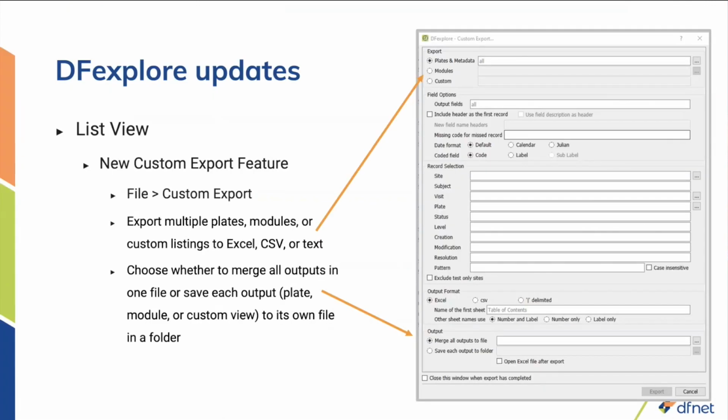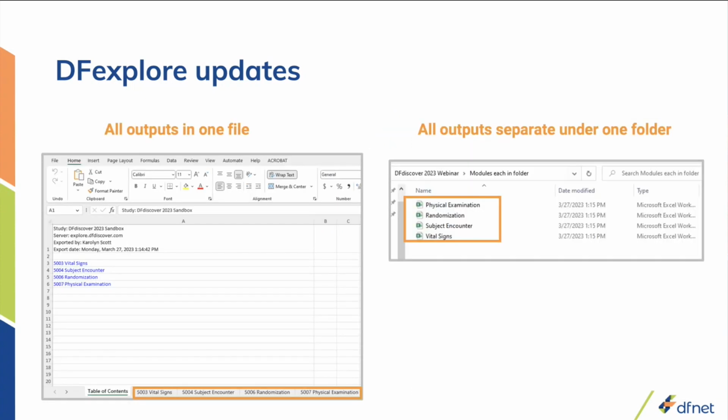List view also has a new custom export feature. This allows you to export multiple plates, modules, or custom listings to Excel, CSV, or text. You also have the option to either merge all outputs into one file or save them to a specified folder. Here's an example of the output files in one file versus them all being saved under one individual folder.